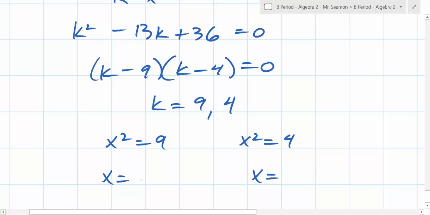X equals, forgot that. X equals, when you take a square root, we just did this today, plus or minus 3. Plus or minus 2. How many answers are there? 2. No. Or 4. 4. Homework's in your assignment.